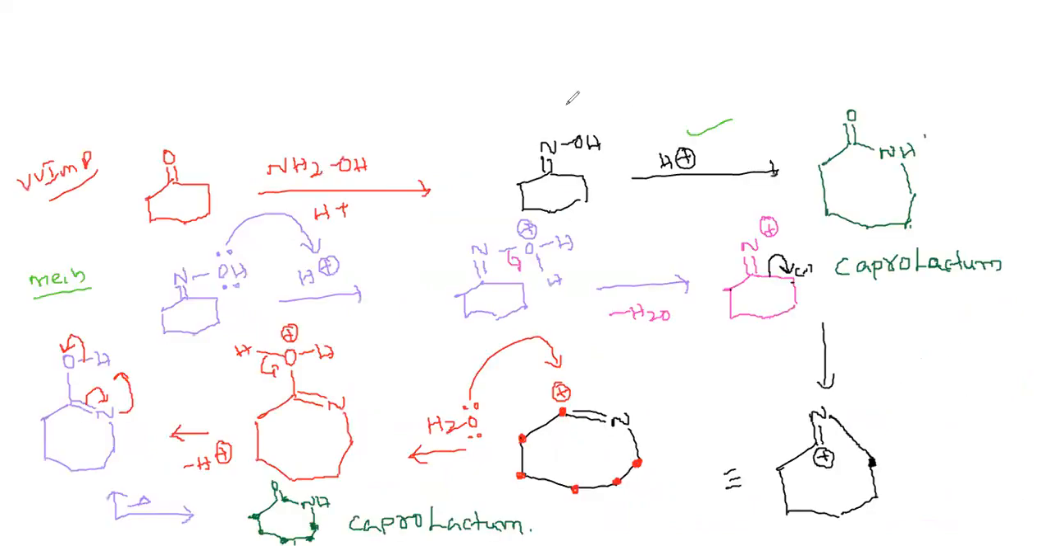So it should be caprolactam. One carbon increases if it is a cyclic system. So check out all the mechanism once. Thank you.